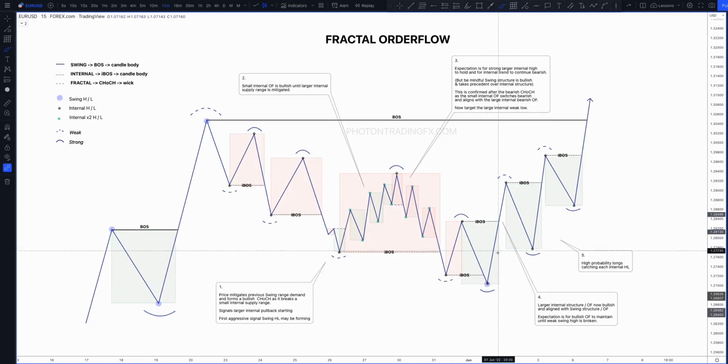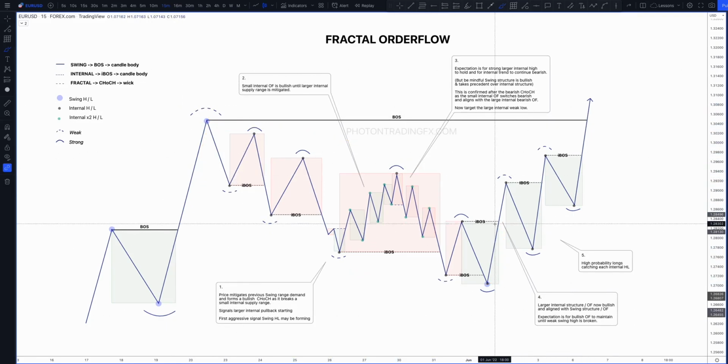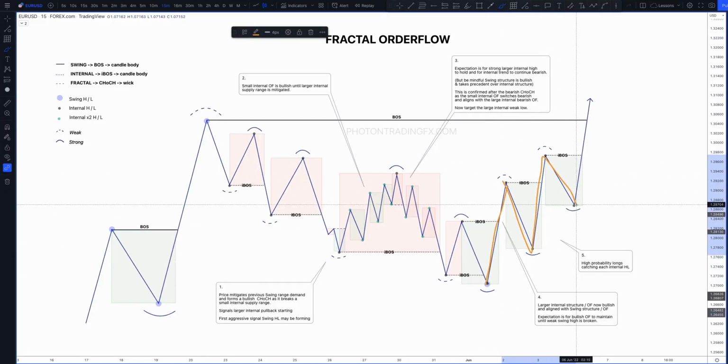So now what do we expect? Now we expect these demand ranges to hold until it takes out that weak swing high, right? Until it takes out the start of that bearish internal leg, which in this case is where the swing high is. So that's why when we get that shift in order flow, that shift in the larger internal structure, we now expect these ranges to hold until they go the whole way up.